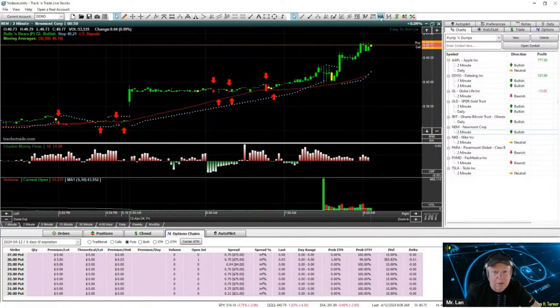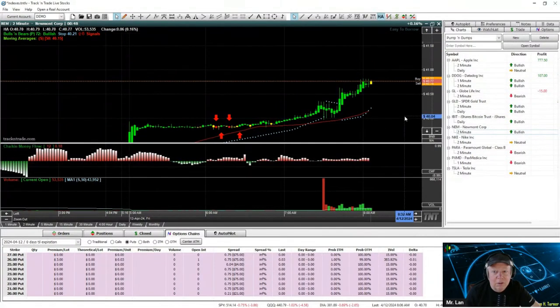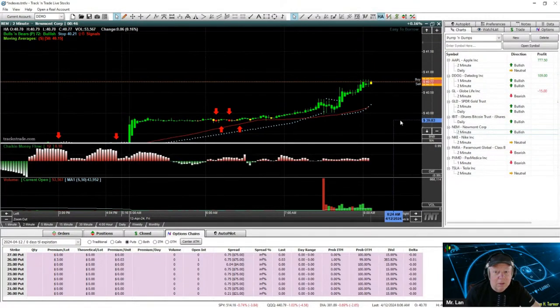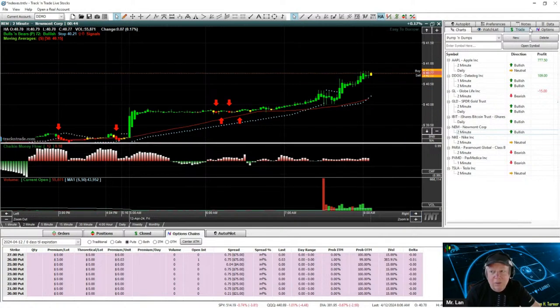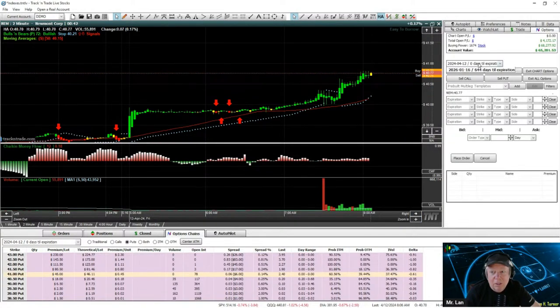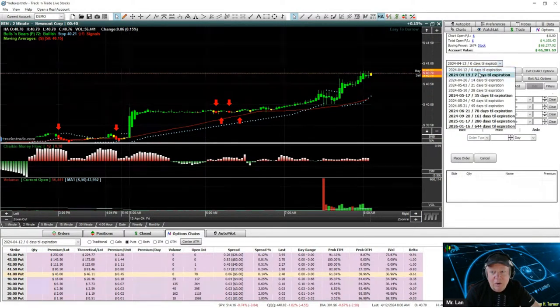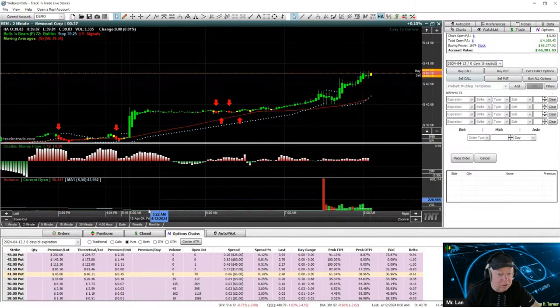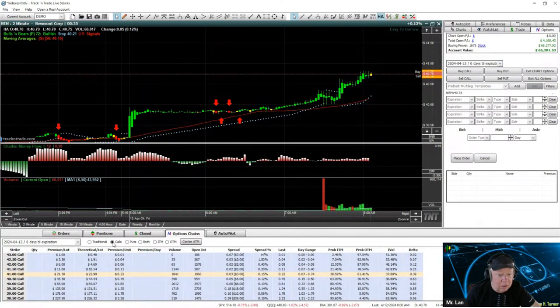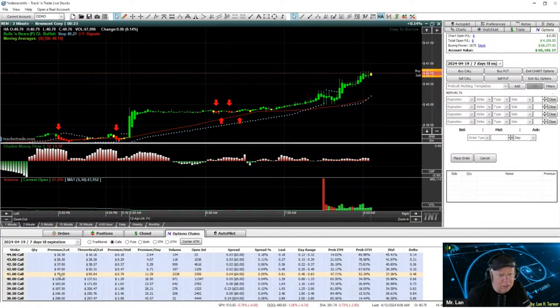NEM. Starting to go. People are watching it. Let's come in here. Option. We got a zero DTE or we got a 7 day. Let's look at the zeros. Call option. $21. Well, that's kind of tiny. Let's go out. Let's do 7 days. $79. $79 for a call option on this market.